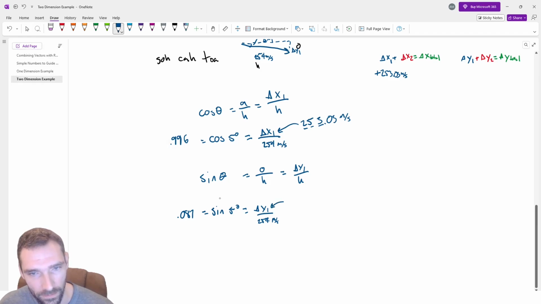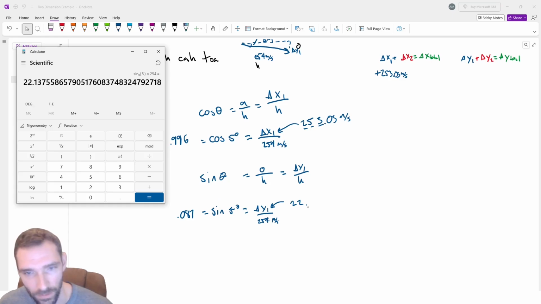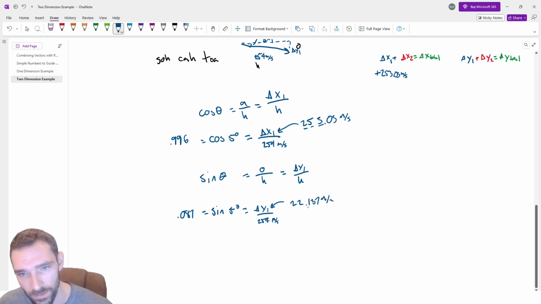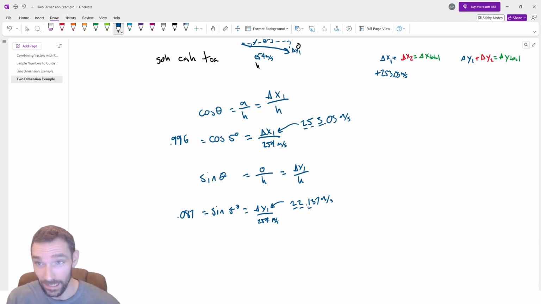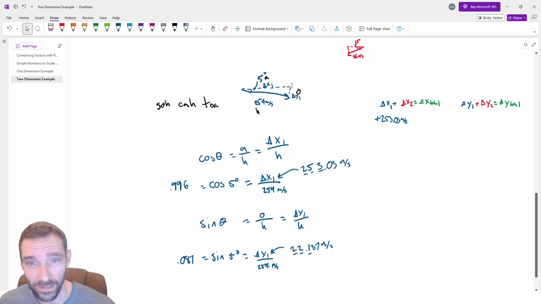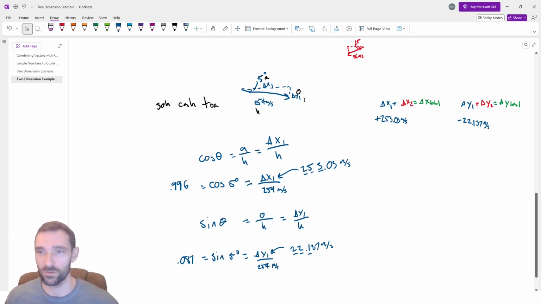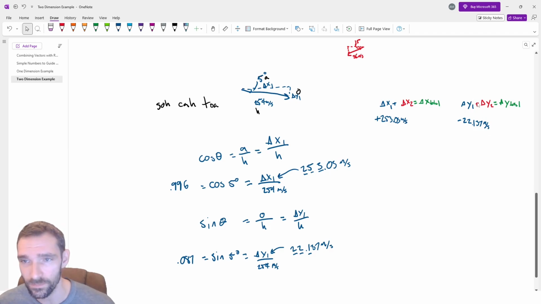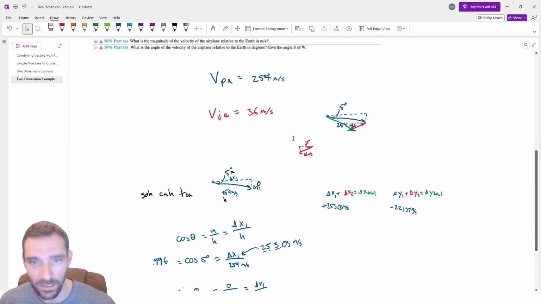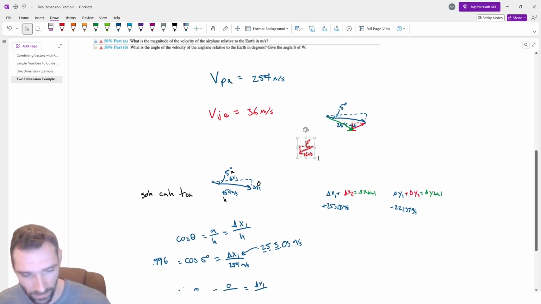So I'm getting 22.137 meters per second, getting limited to 3 sig figs again. In this case, though, with our drawing, it's going to be going down, so it's probably going to need to have a negative 22.137 to help us keep track of the direction of these vectors. So we've got the blue triangle kind of worked out. Now we're going to do the same thing with our red.